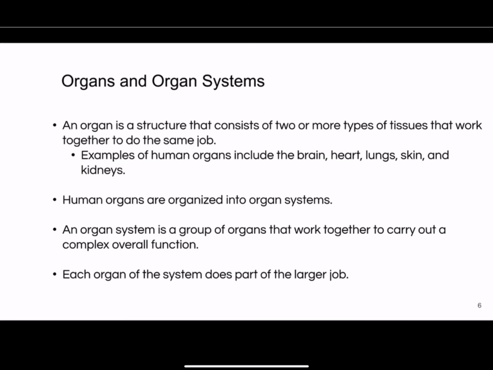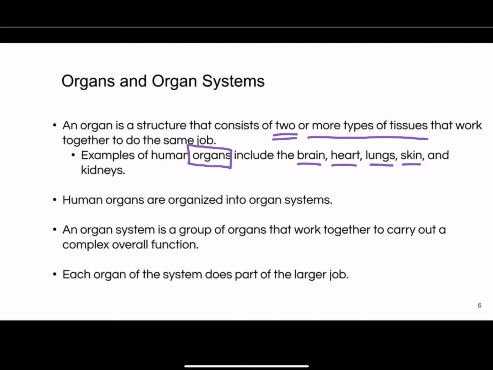The next level of organization is organs and organ systems. When we have two or more types of those tissues working together to do the same job, that makes up an organ. An organ can be things like the brain, your heart, your lungs, your skin, kidneys, your stomach, your esophagus, lots of different things.